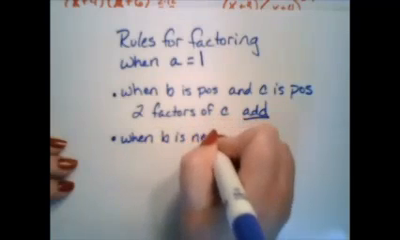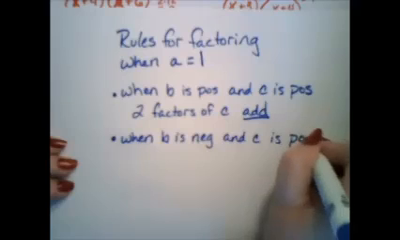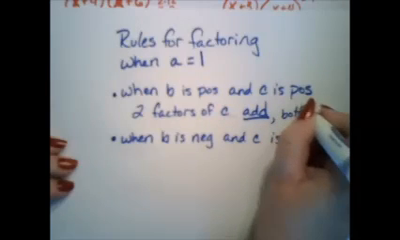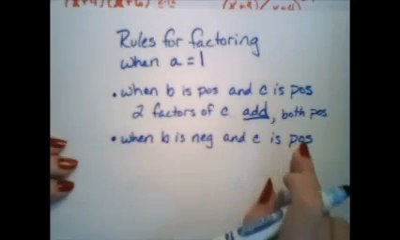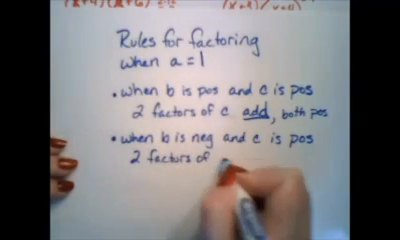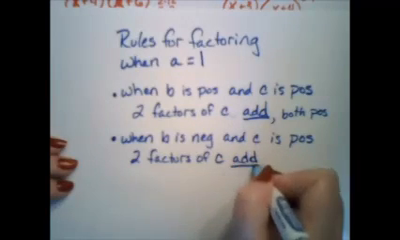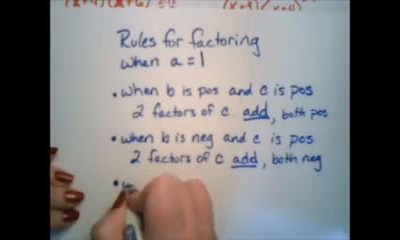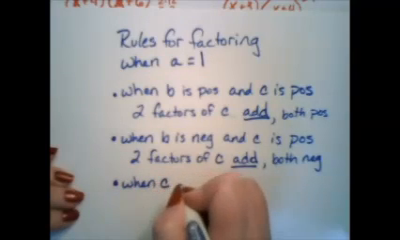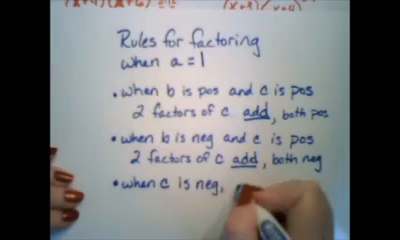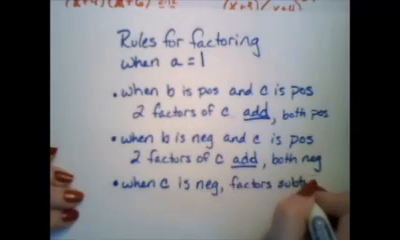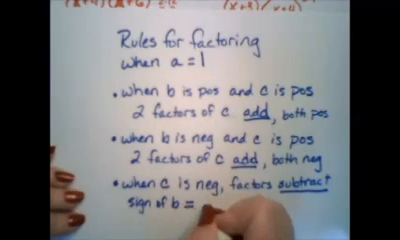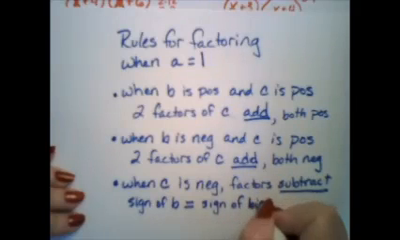When B is negative and C is positive, the two factors of C get added together and both are positive. When B is negative and C is positive, the two factors of C add together and both are negative. When C is negative, factors subtract. The sign of B is the same as the sign of the biggest factor.